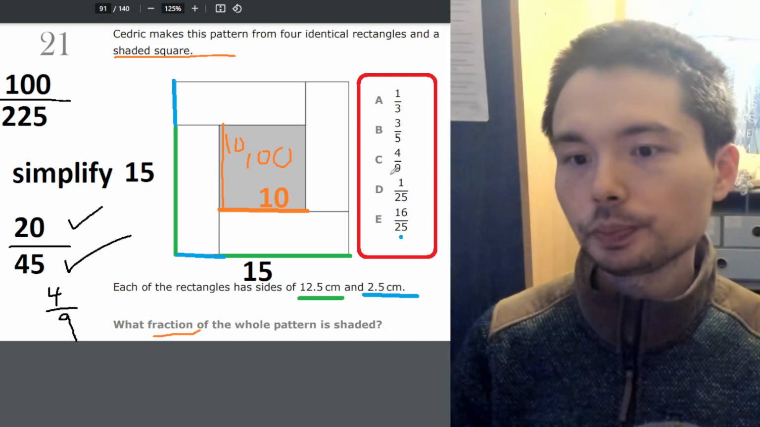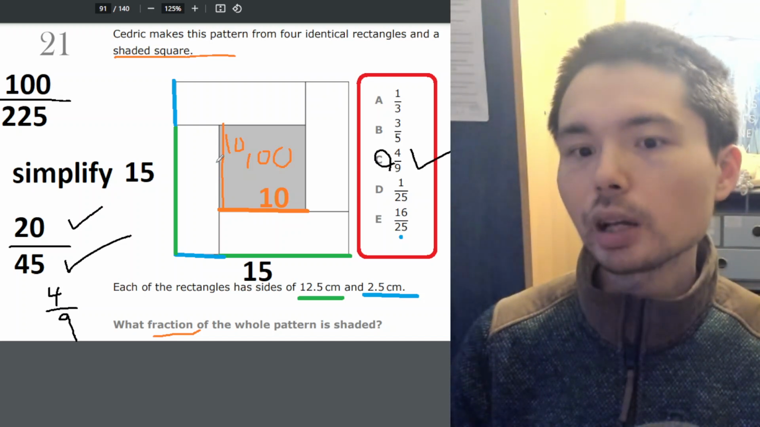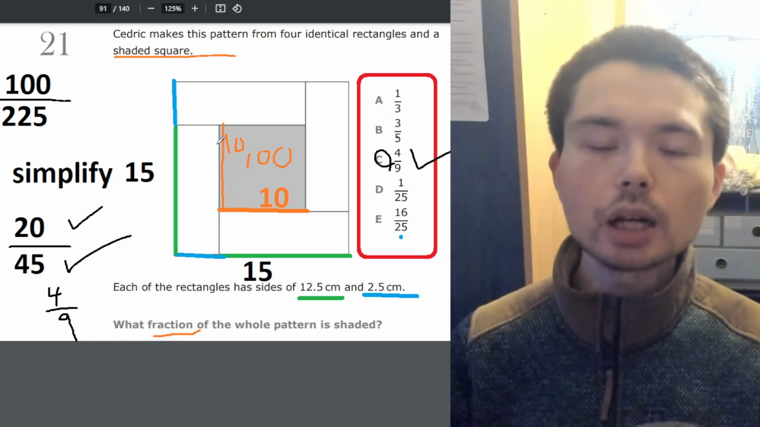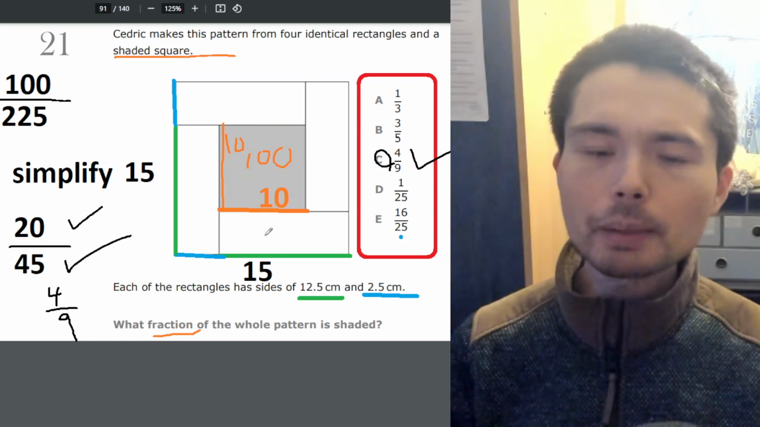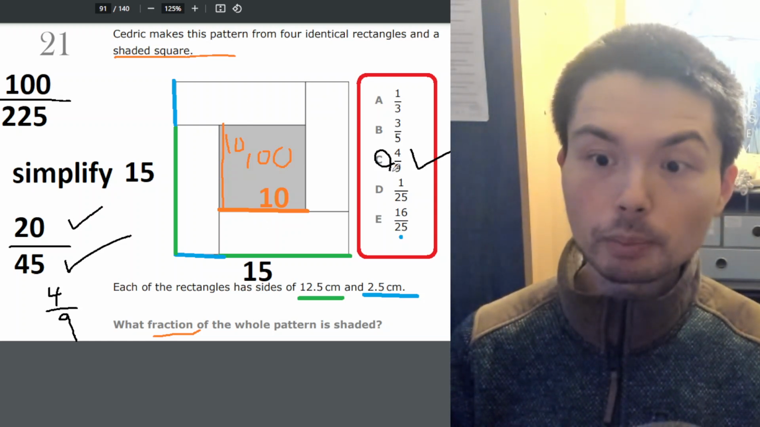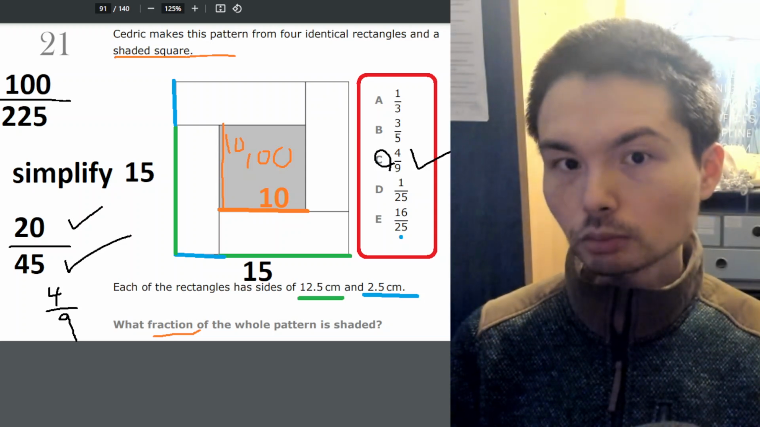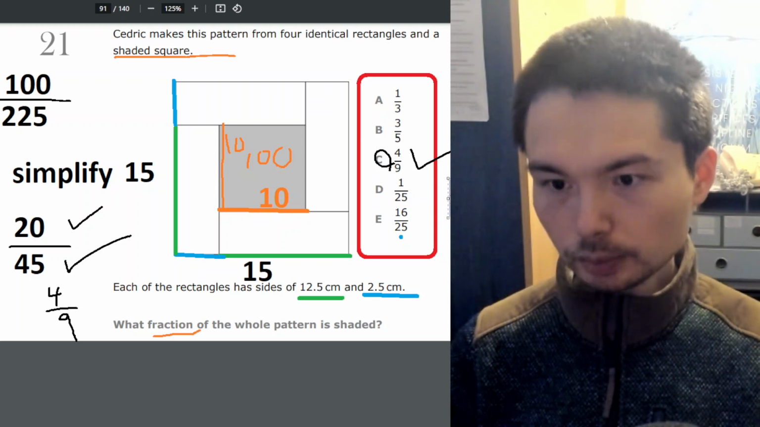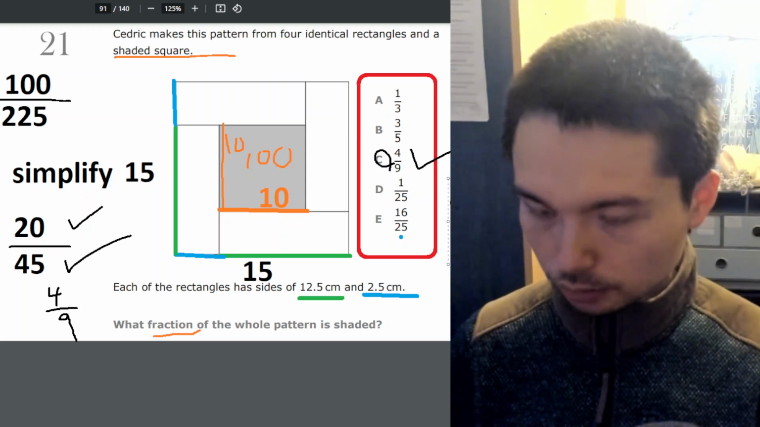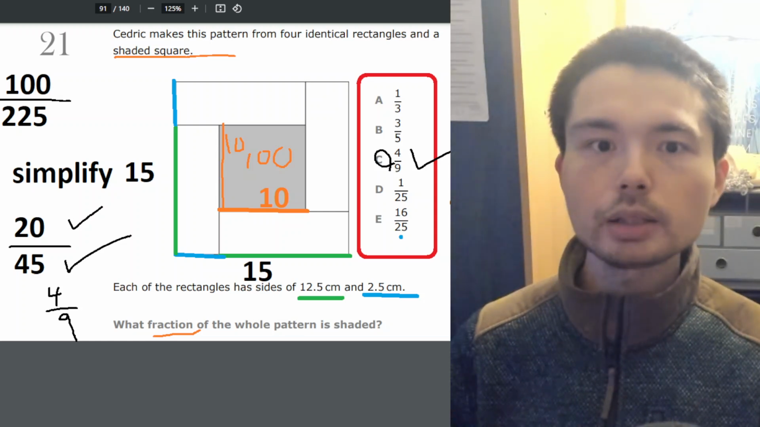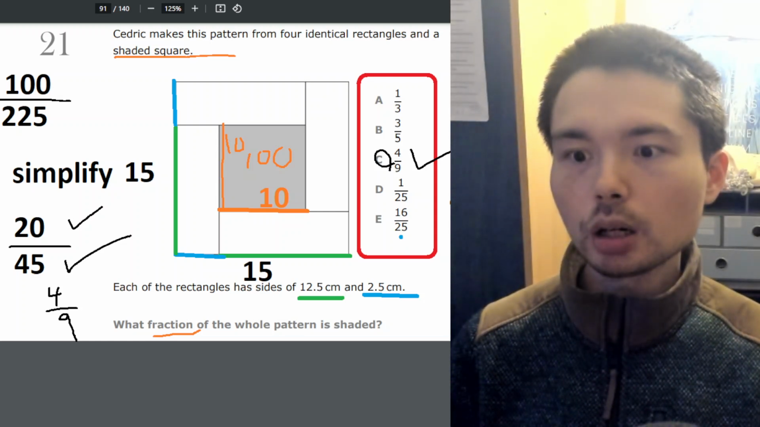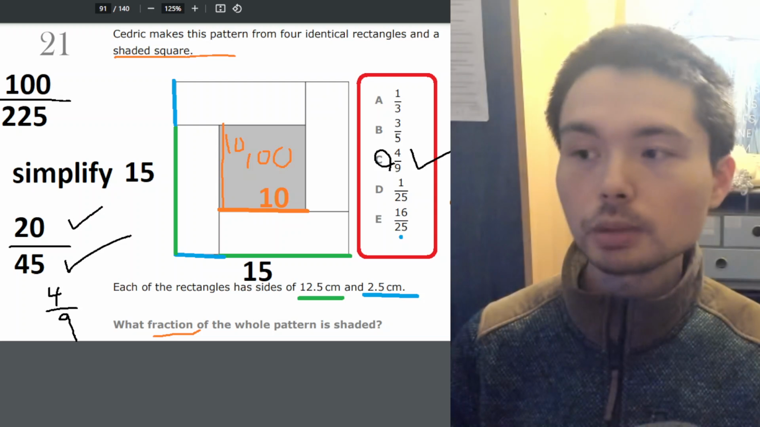There we go. It kind of looks like half, really, but it looks like the rectangles are a bit bigger than half, so I'm pleased to get 4 over 9. Just want to show you 4.5 over 9, that's half. That is an equivalent fraction to a half. C is the answer.